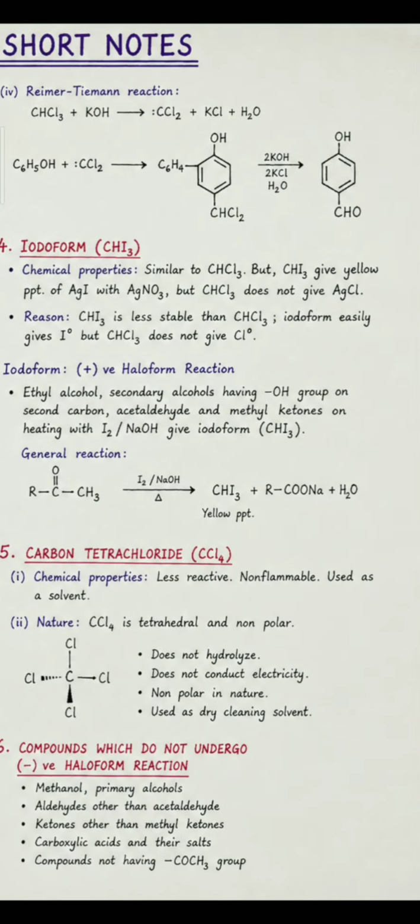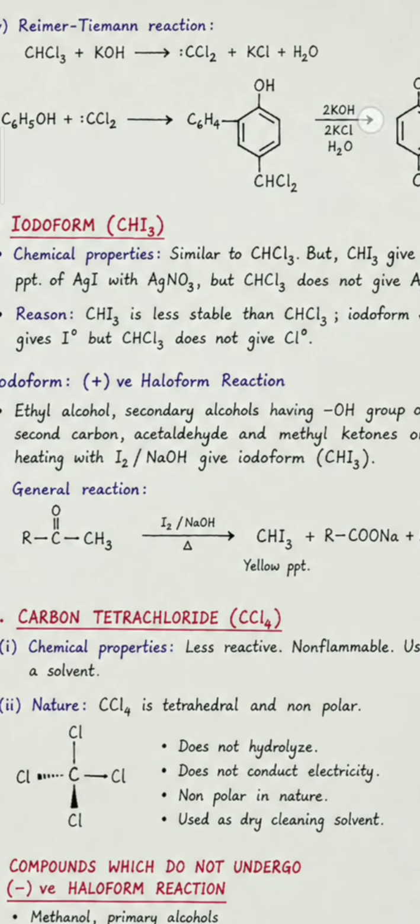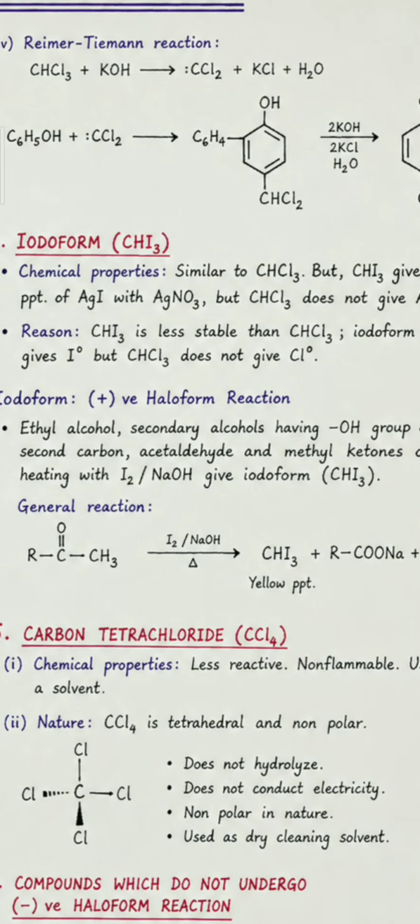And next one is Reimer-Tiemann reaction. CHCl3 is treated with KOH, it gives CCl2 plus KCl and H2O. Carbene, dichlorocarbene, is the intermediate or an electrophile. When C6H5OH is treated with the dichlorocarbene, it gives C6H4OH and CHCl2. When it is subjected to KOH, it gives C6H4OH and CHO.